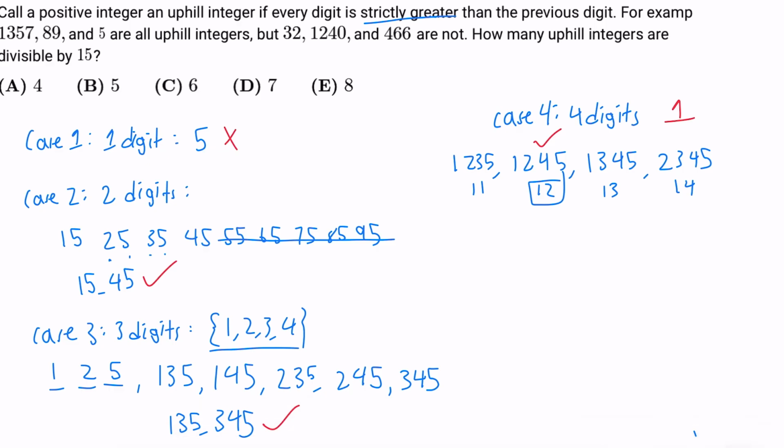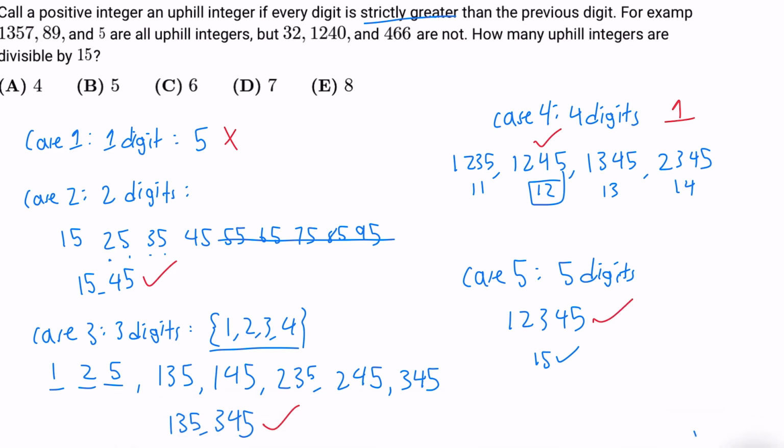And then the last case is case 5, in which we have 5 digits. The only possible choice would be 1, 2, 3, 4, 5. And then adding up the digits, we get 15, so that is divisible by 15.